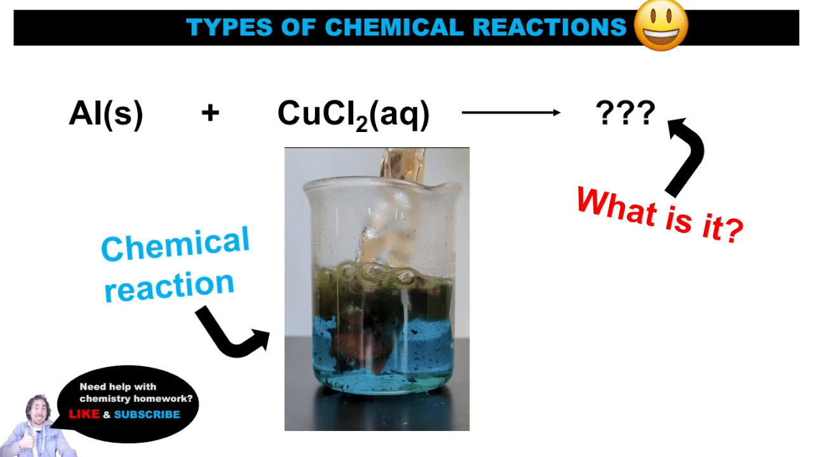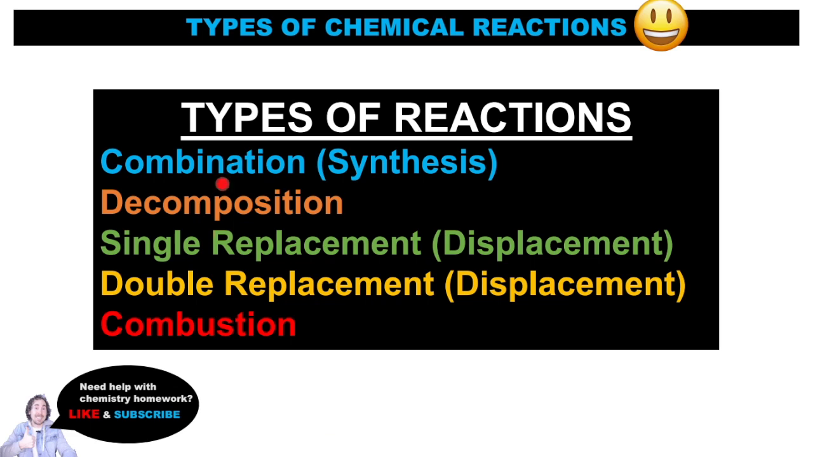Classifying chemical reactions helps chemists predict the products based on the starting reactants. Many chemical reactions can be classified as one of 5 basic types: combination, also called synthesis; decomposition; single replacement, also called single displacement; double replacement; and combustion.